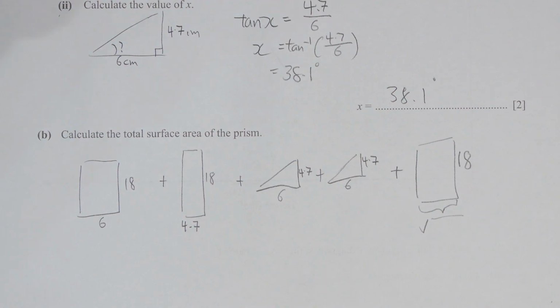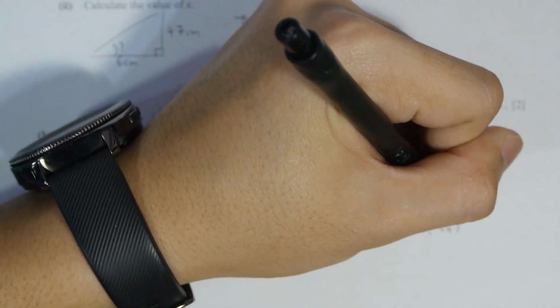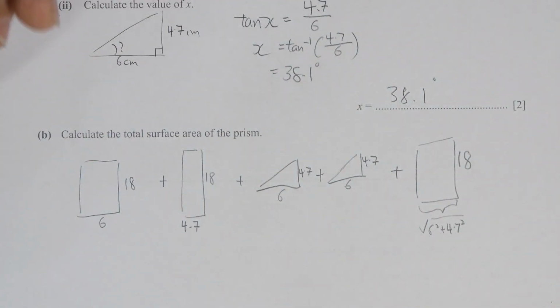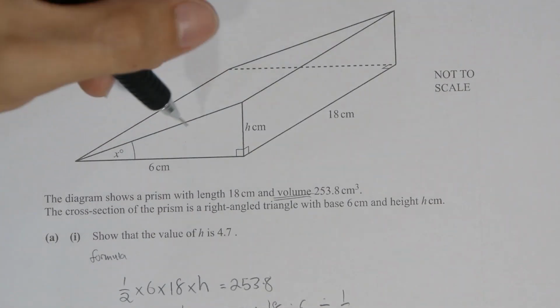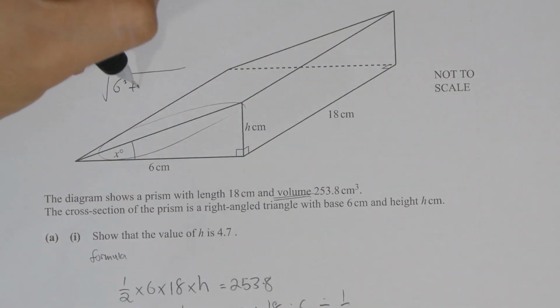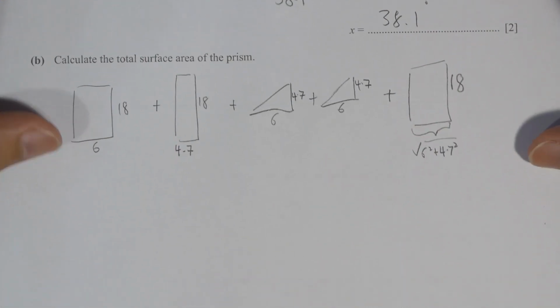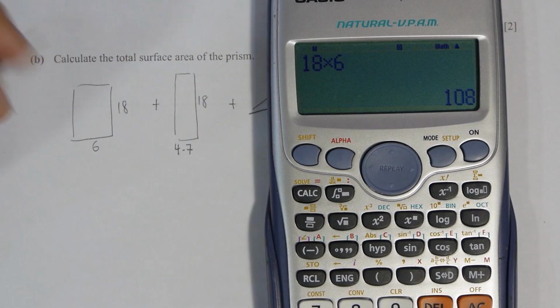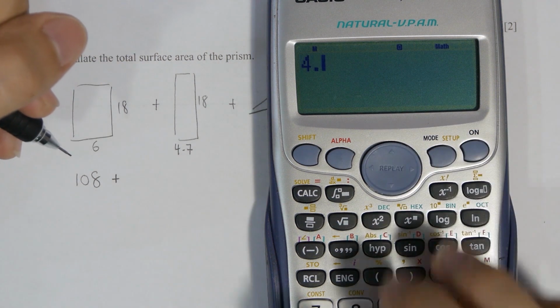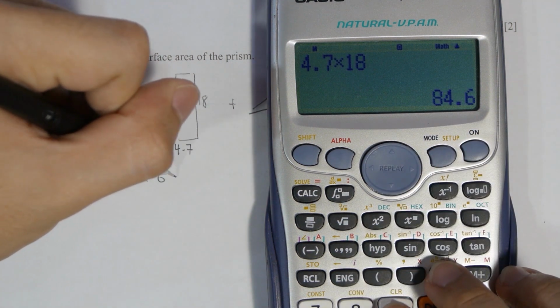And for the last part, which is the slanted area here. Before the calculation, you are required to identify its width by using Pythagoras theorem. 6 squared plus 4.7 squared and square root them. So your final result here will be 358.